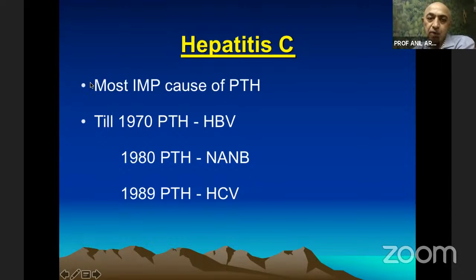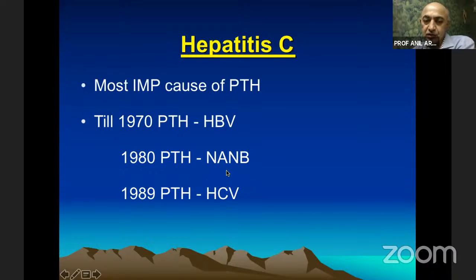People who would have done their MDs and DMs in the late 80s, early 90s would remember an entity called post-transfusion hepatitis. That means even if you were screening the blood for hepatitis B, a lot of patients would tend to develop hepatitis, which was referred to as post-transfusion hepatitis. At that time, we knew it was not hepatitis A nor B. So it was called non-A, non-B hepatitis.